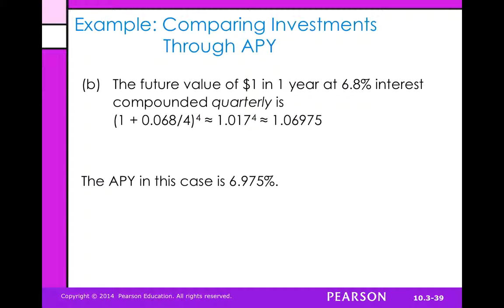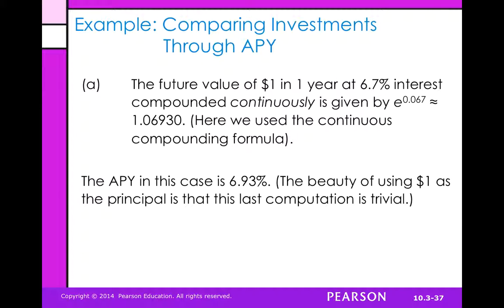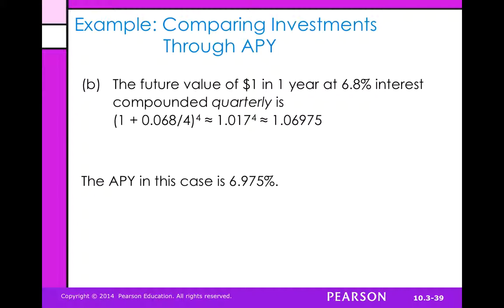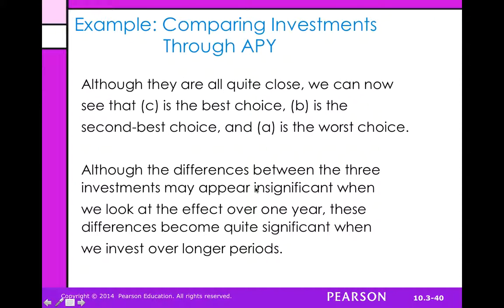Okay, so now let's move on to the, oh, sorry, this is just a typo. This should be a C, right? So the future value of $1 in 1 year at 6.8% interest compounded quarterly is again given by the general compounding formula, and here's what you get, 1.06975. So the APY in this case is 6.975%. So although they are still quite close, we can now see for sure that C is the best choice, B is the second best, and A is the worst choice.